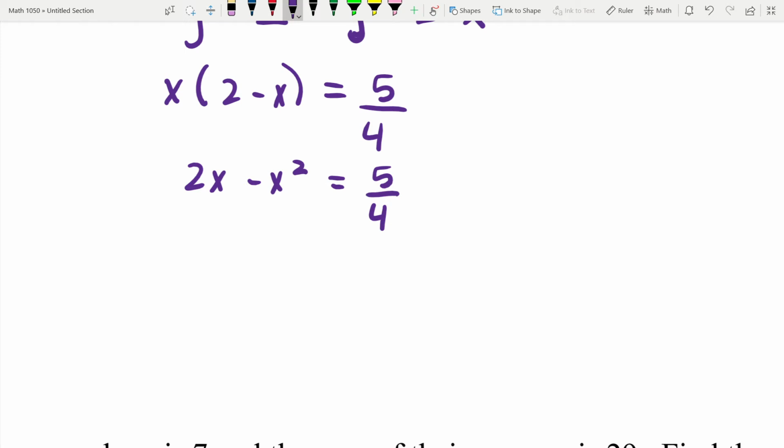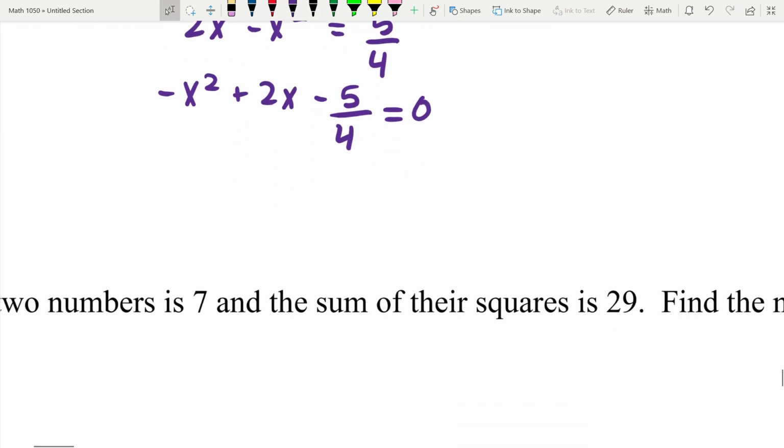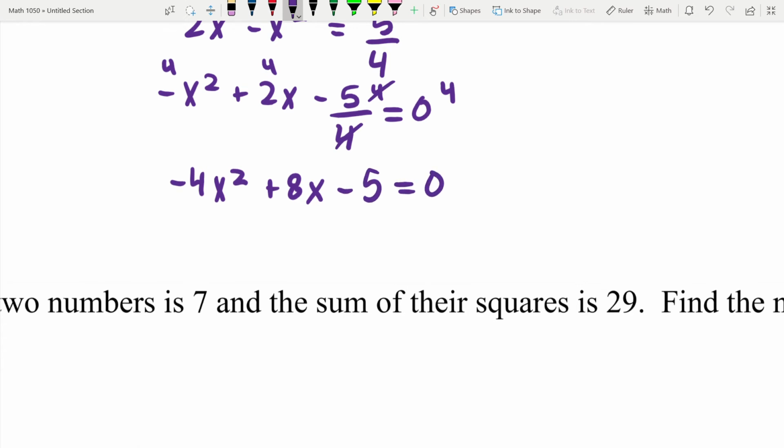Now, we hate that 5 over 4. I know it's stressing you out. Don't worry, we can knock it out quick. Bring the 5 over 4 over. So now you have negative x to the second plus 2x minus 5 over 4 equals 0. Someone tell me how to knock out that 4 fast. Times everything by 4. Yep, times everything. So go 4, 4, 4, 4. So now you have negative 4x to the second plus 8x, 4's cancel, minus 5 equals 0.